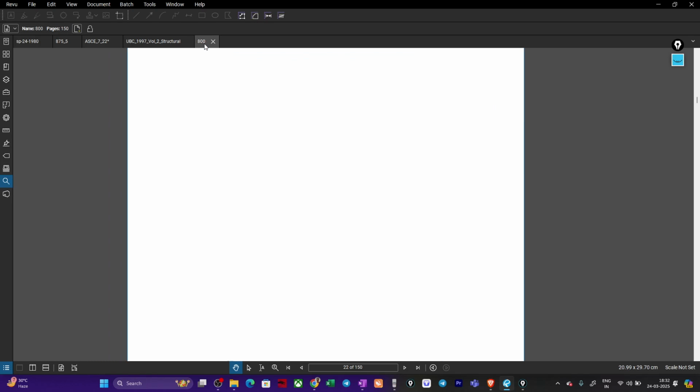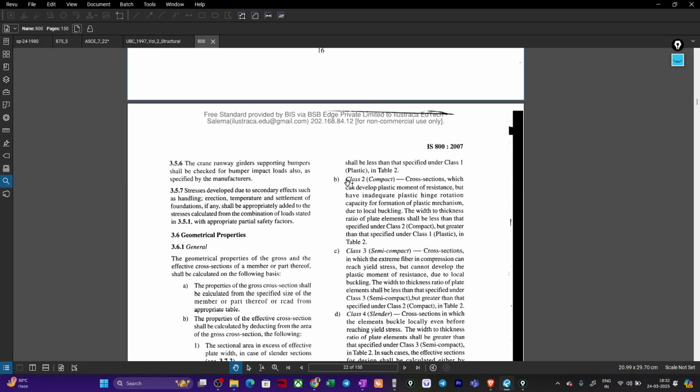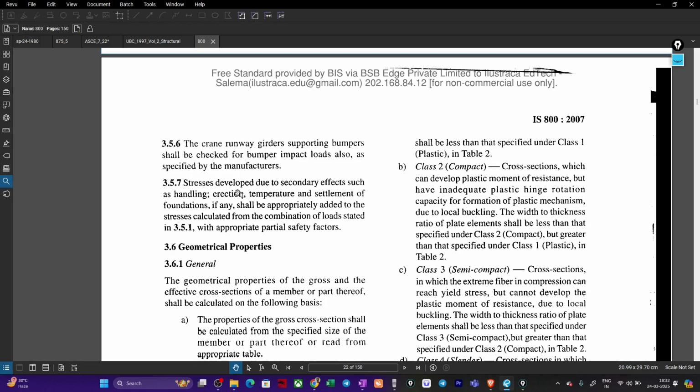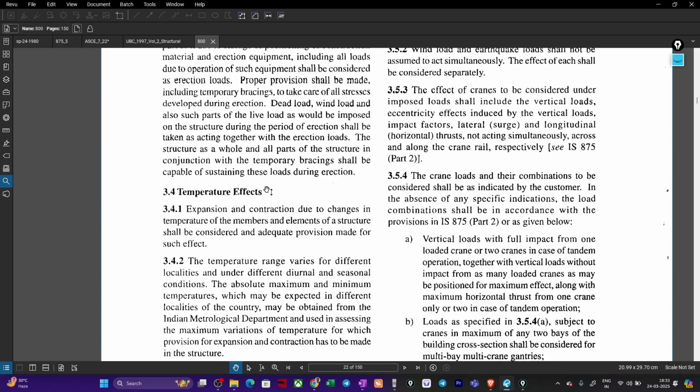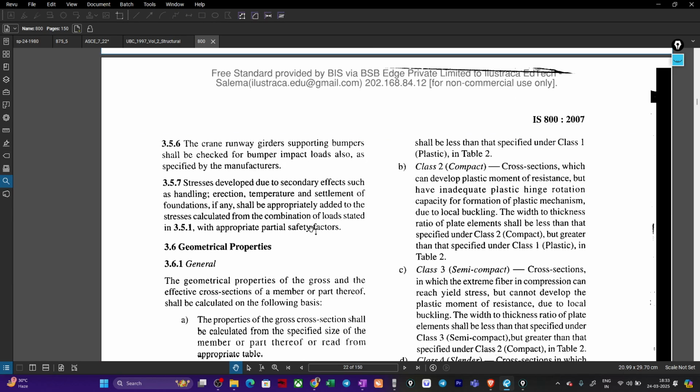Now if I go to IS 800, 3.5 load combination, here also some load combinations are mentioned, and if I just go down here, 3.5.7, if you just read this, it is saying stress developed due to secondary effects such as handling, reaction, temperature, and settlement of foundation. So the same that we have got in SP24, right? If any, shall be appropriately added to the stresses calculated from the combinations of loads stated in 3.5.1 that we have seen above, right? These combinations, okay, with appropriate partial safety factor. Again, what is the appropriate partial safety factor?